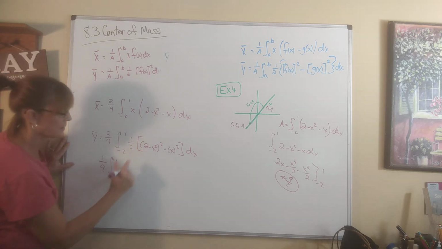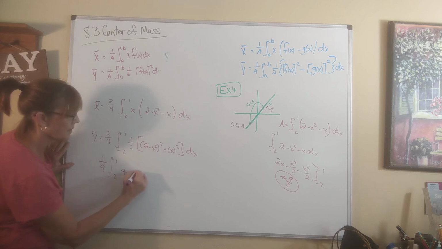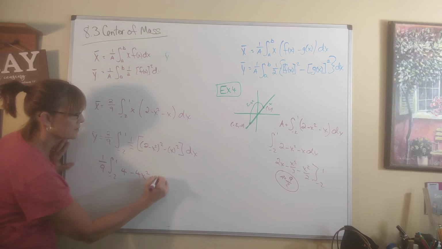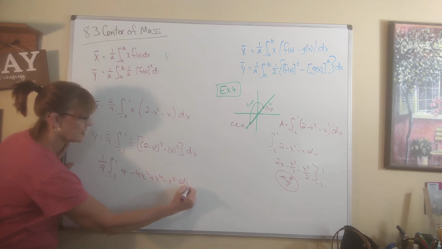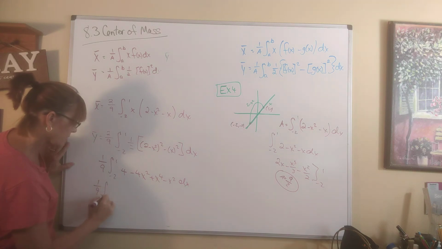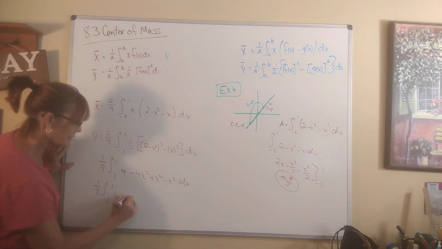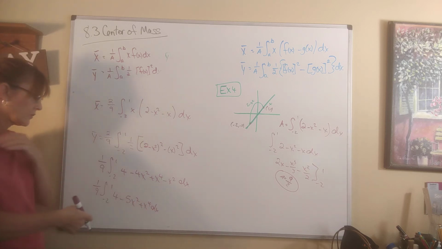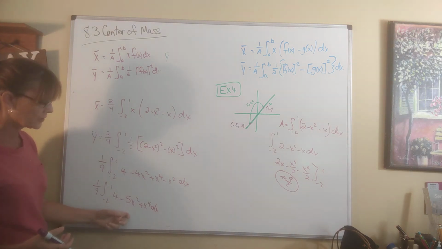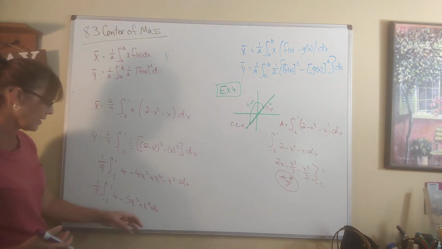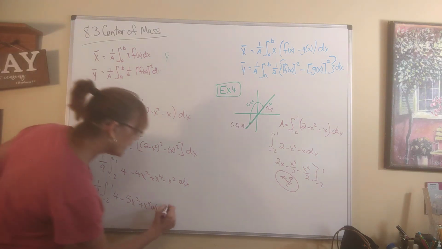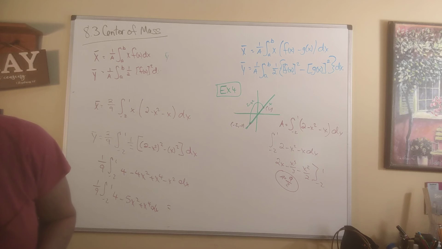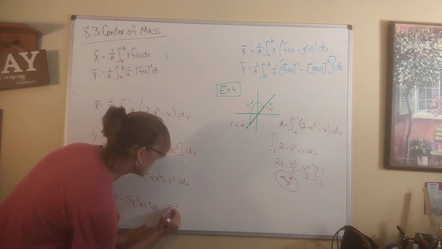From -2 to 1, if I square this, this ends up being 4 minus 4x squared plus x to the 4th, minus x squared dx. And so 1 over 9, -2 to 1, 4 minus 5x squared plus x to the 4th dx. These are all very simple integrals. 4x minus 5/3 x cubed plus 1/5 x to the 5th, evaluated from -2 to 1, will give us this answer right here. What do I get for that one? Y bar gave me 2/5 after all of that.